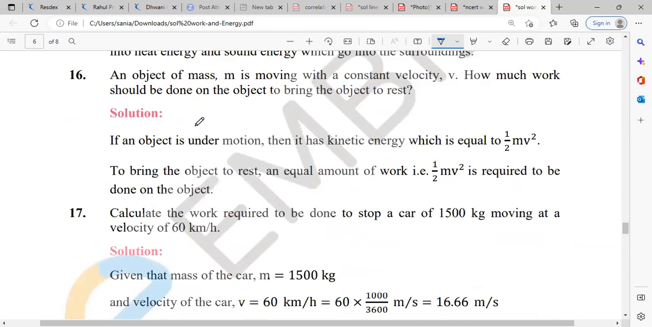Then coming to the next one, this is basically not that much important. Just leave it. This is an object of mass m. This is also a numerical, so leave it.